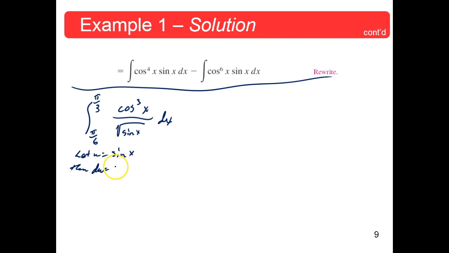Is it negative cosine? Cosine. Cosine squared. What's du? What's the derivative of the sine? Cosine squared? No. Where'd you get that? Made it up. Okay. Derivative of sine is cosine. Yeah, okay. Cosine x dx.